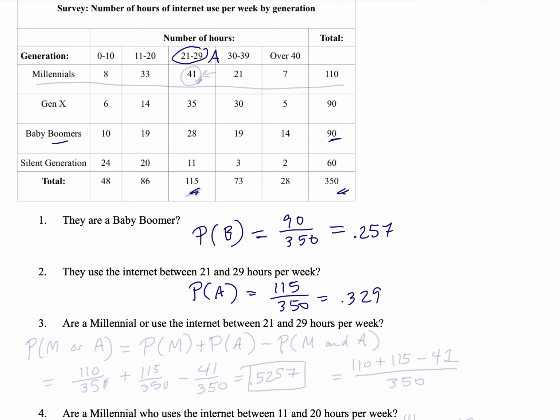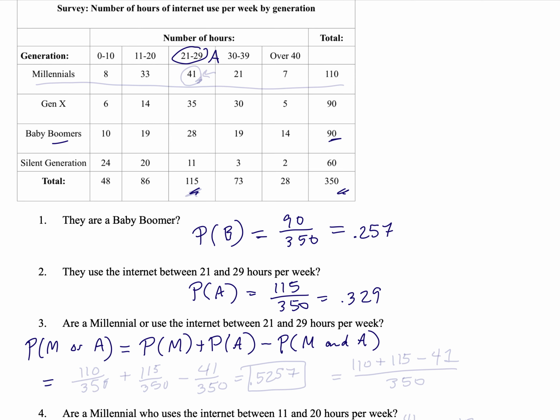So what's the probability that they are a millennial or use the internet between 21 and 29 hours per week? There are different ways we could approach this. One is to use the addition rule, and so the probability that they're a millennial or use the internet between 21 and 29 hours a week is the probability that they're a millennial, plus the probability that they use the internet that amount, minus the probability that both are true, that they're a millennial and they use the internet between 21 and 29 hours per week. That's the addition rule that we learned earlier.